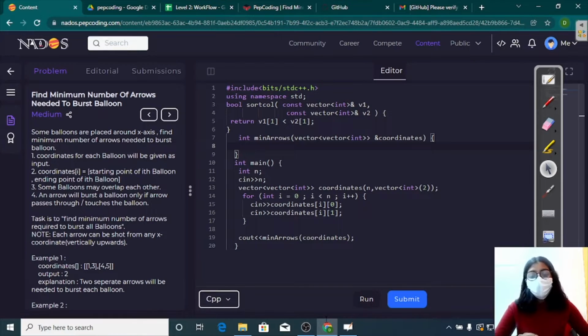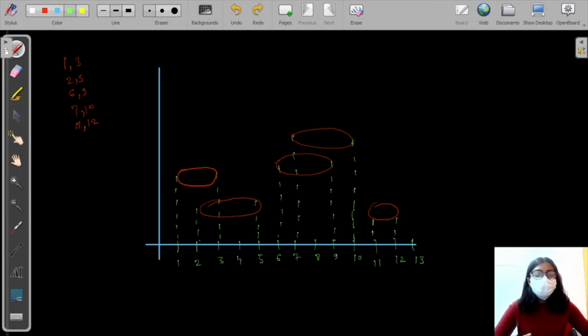Some balloons may overlap each other, then it means that there can be possibilities that some of the balloons can be burst by a single arrow, right? And an arrow will burst a balloon only if the arrow passes through it, or if the arrow touches the balloon. It means if any arrow passes through a balloon, or it only touches the balloon, then the balloon will be burst. Okay, so let's discuss here.